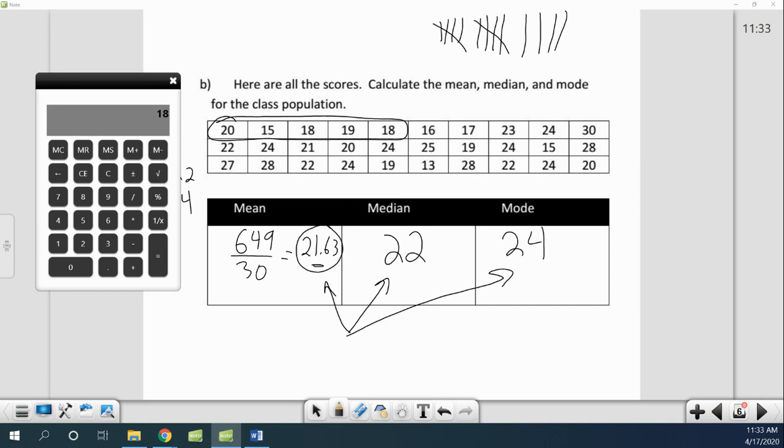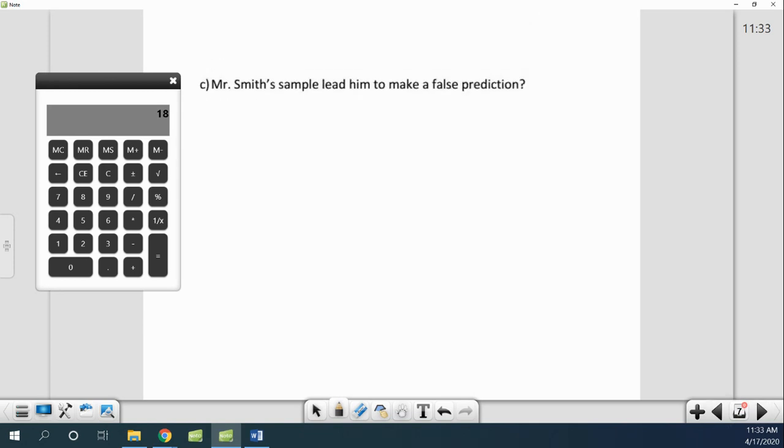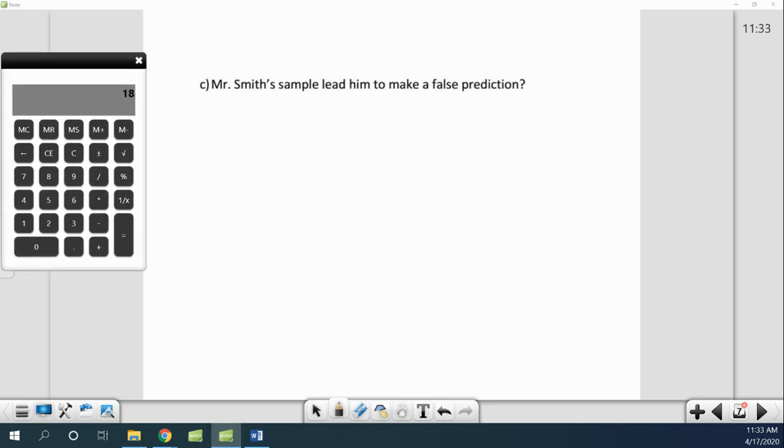And if you look at the whole class set, none of these is an 18 out of 30. If you use the mode of this data set, it's an 18. Again, really low. If you use the median, cancel out the 15 and the 20, 18, you still have an 18. 18 is your mean, your median, and your mode for his sample set, which are all really low compared to the rest of his data here. So, skip too far. Does Mr. Smith's sample lead him to make a false prediction?